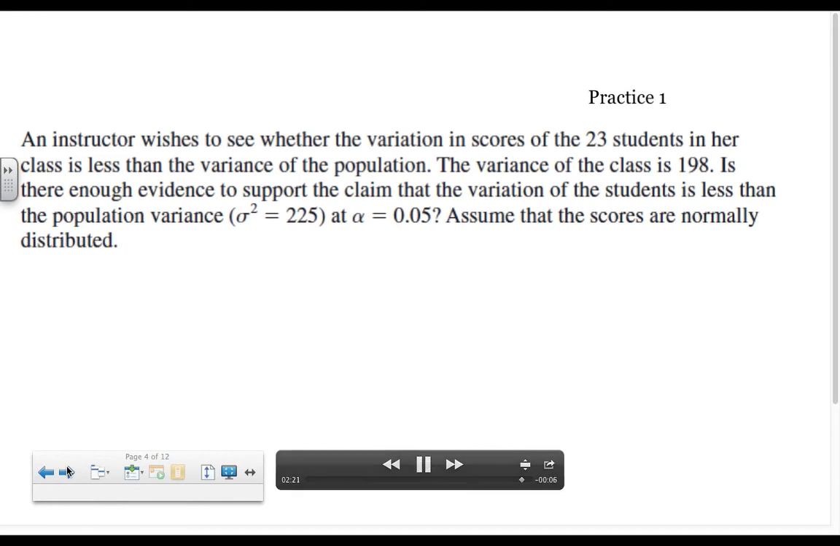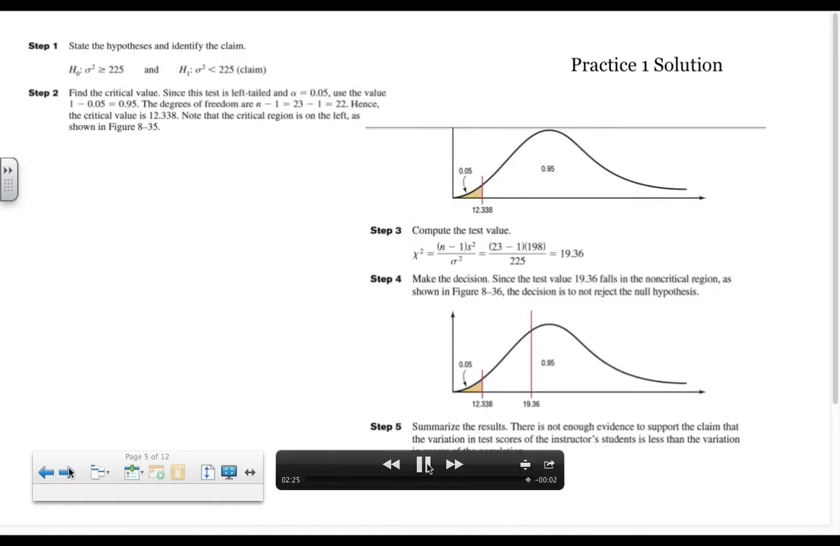So, where's my solution? There's my solution. Okay. So, first of all, we set up my H naught that my variance is less than 225. My degrees of freedom is 22. The critical value is 12.388 because I'm going to use the 0.95. All right. So, I want it to be less than 12.388.